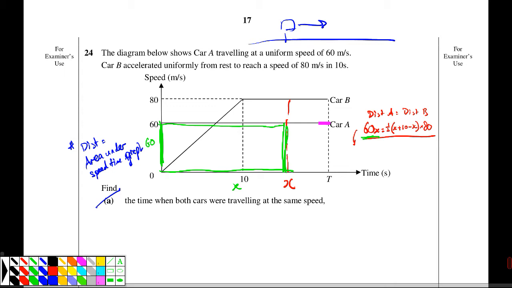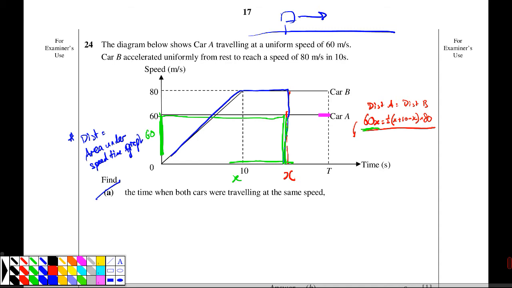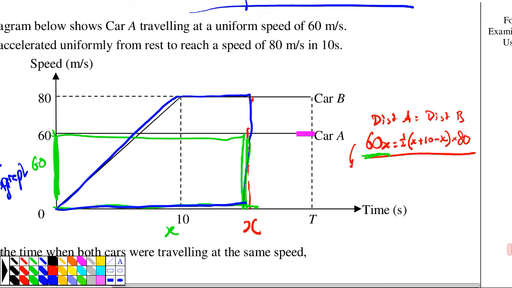Understand, okay. Now for B is another shape. B is a trapezium. Do you see a trapezium? So if trapezium, I need to find the formula of trapezium. So let's start. Half times height. This height is 0 to 80. So half times 80 times sum of parallel sides. So I need to know the parallel sides.